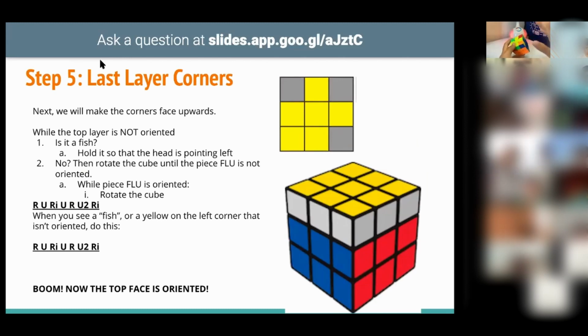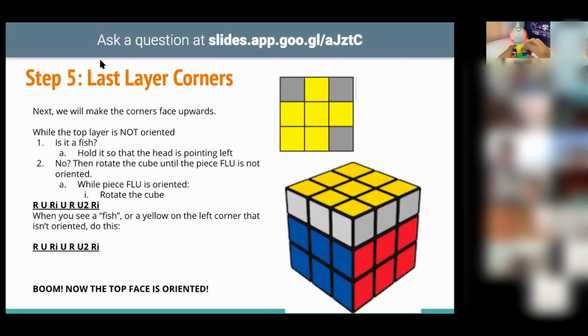So if it is a fish, you're going to hold it in this position, so the fish is swimming to the left of you. Then you're going to perform the algorithm that you see on the bottom. However, if it's not a fish, like this, it has these two corners and doesn't look like the fish that you see on the chart, you're going to try and hold it so that this piece over here, from your perspective, is not oriented.